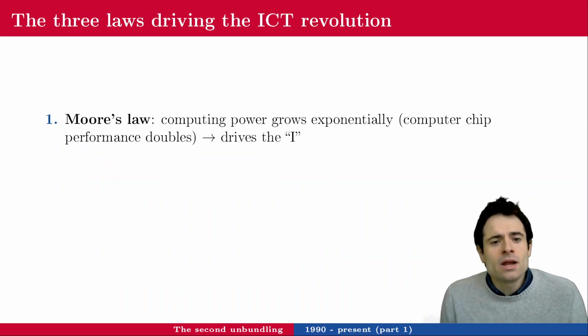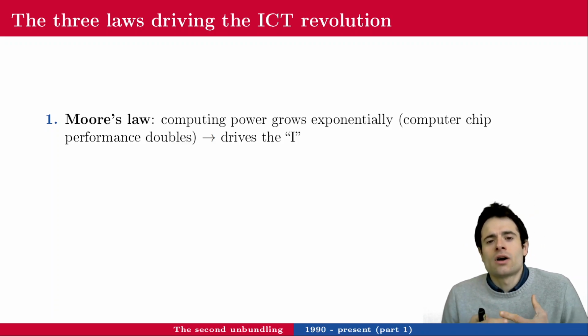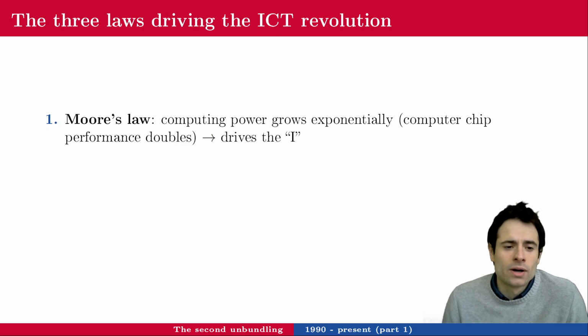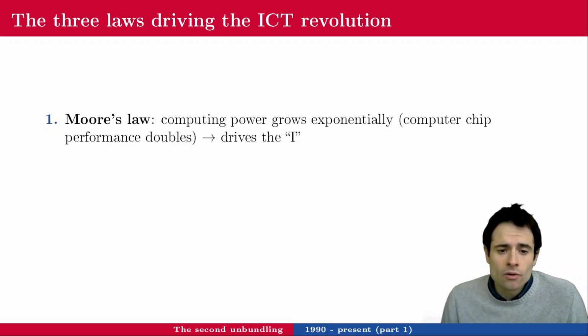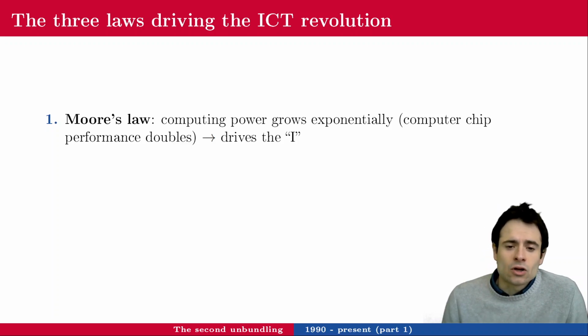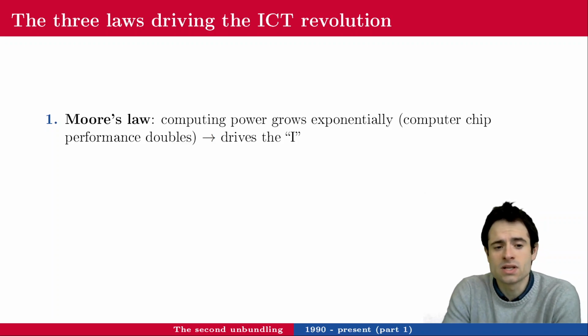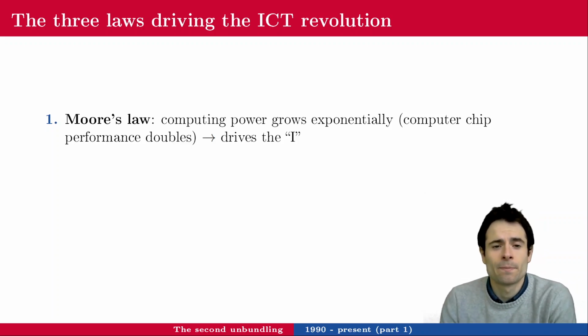There are 3 main laws that drive the ICT revolution. Those laws have been stated in more mathematical terms, but here we're going to see them in layman's terms. Moore's law, first, states that computing power grows exponentially. So computer chip performance doubles every time, and that drives the information.